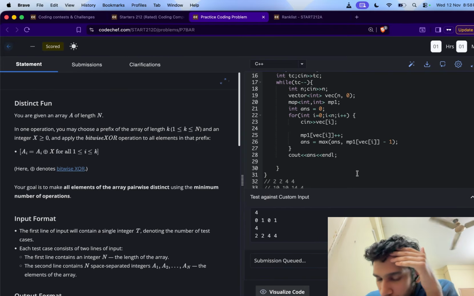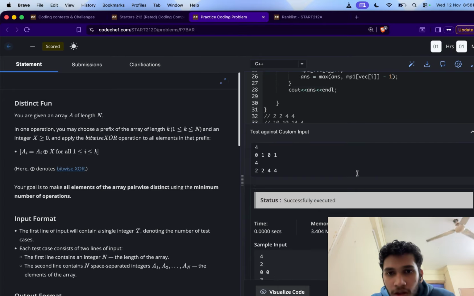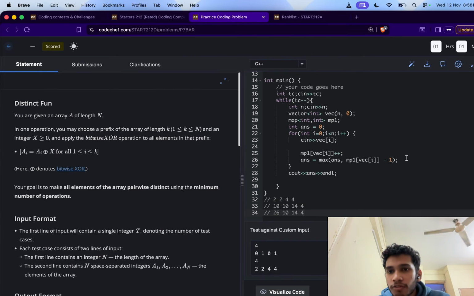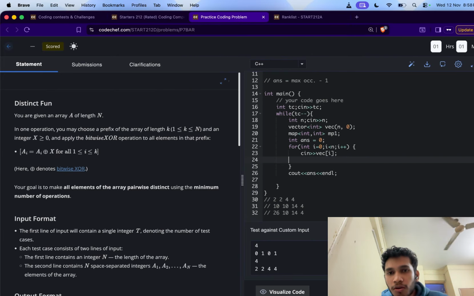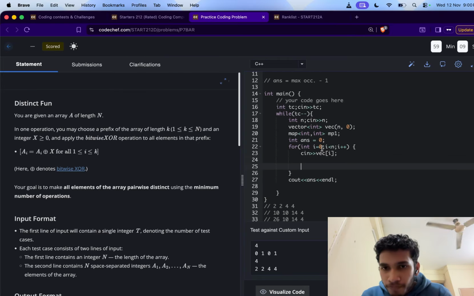The observation is correct, the implementation is wrong, so let's improve our implementation.